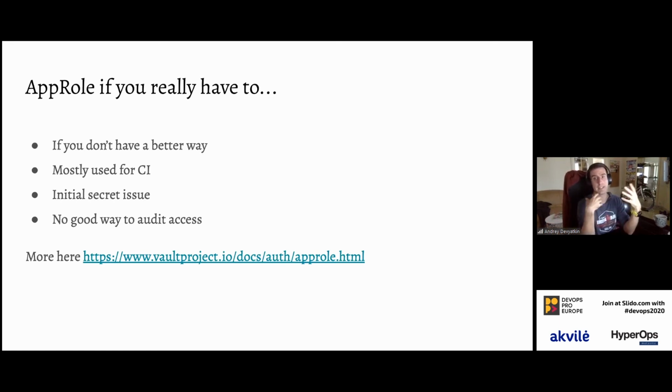Then CircleCI doesn't have any means of authenticating using anything else. So then you would have to provide something like that. And so, if you have to do that, fine, but if you have a better way, prefer a better way, so you have a better audit of what's going on. And again, you have the initial secret issue. So you need to provide it somehow to the system that's going to be using it. And again, that's a possible point of compromise.